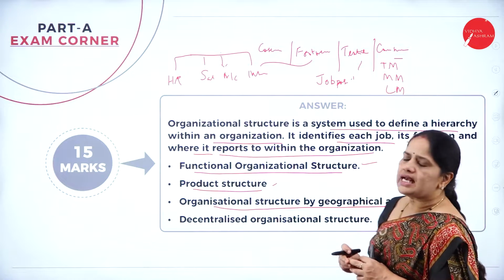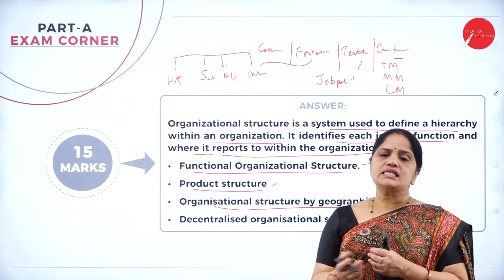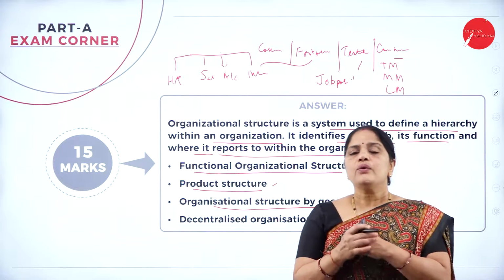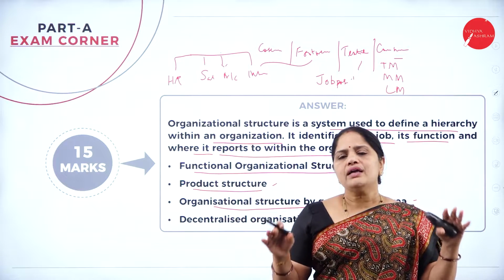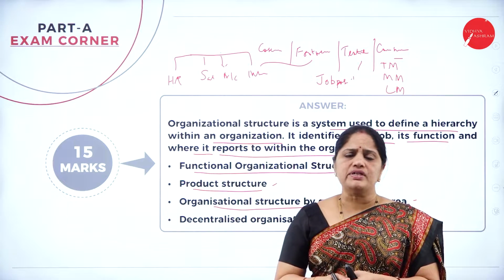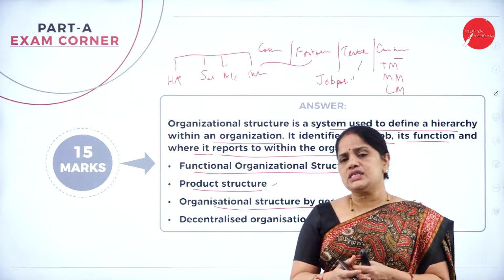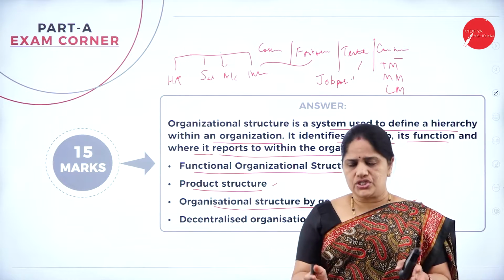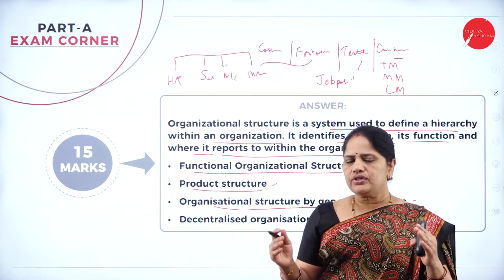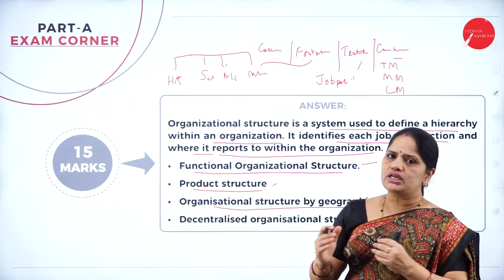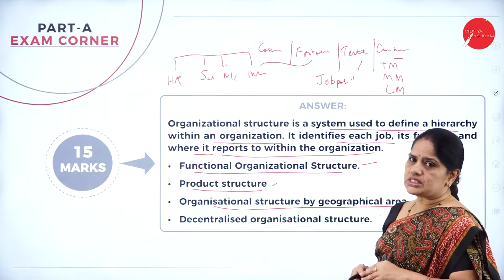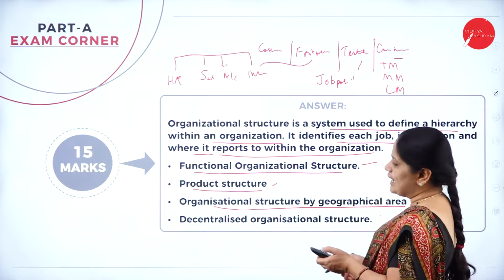Then we have the decentralized organization structure. Now what is this decentralized organization structure? It will be a flat structure where there will be only one head and he will be taking all the decisions. He will be given all the powers to take all the decisions relating to that particular division of the organization, and as such it will be a flat structure. If you have various levels in the organization, it will be a pyramid structure, whereas if it is a decentralized organization structure, we can say that it is a flat structure.